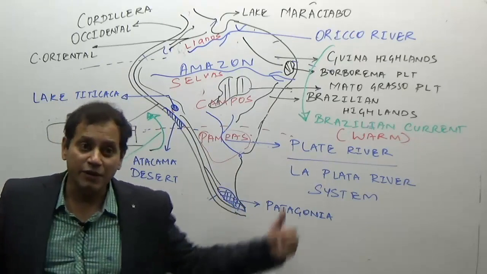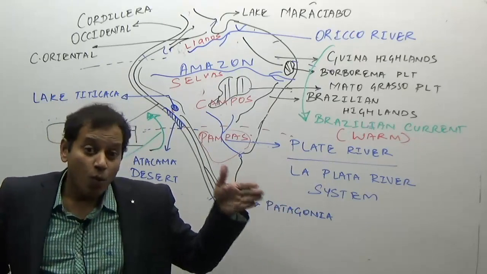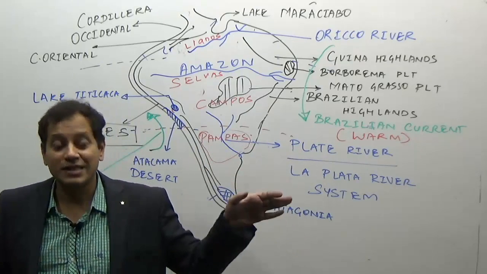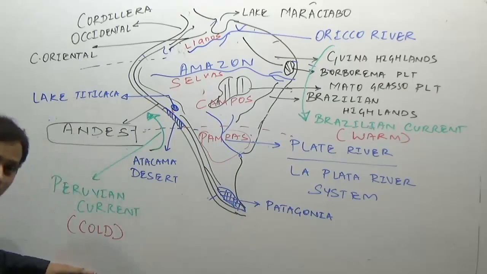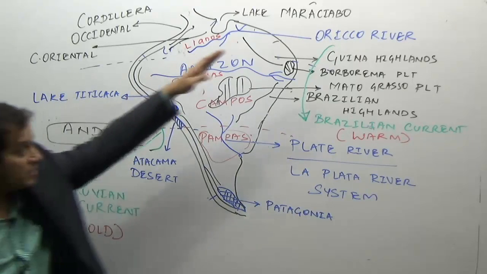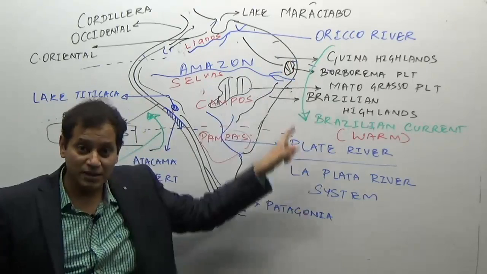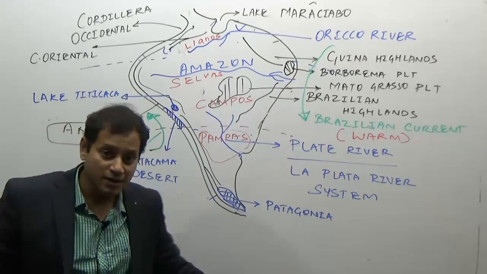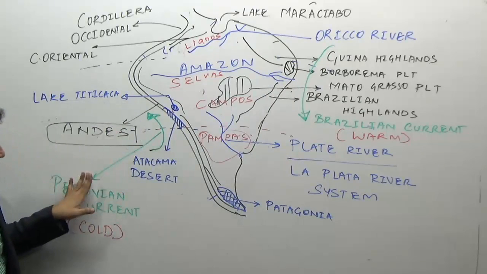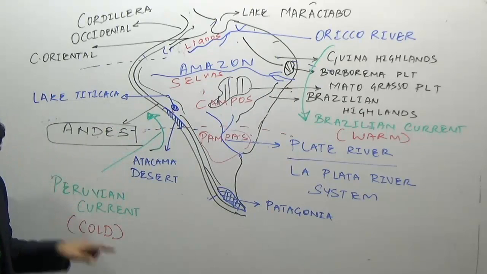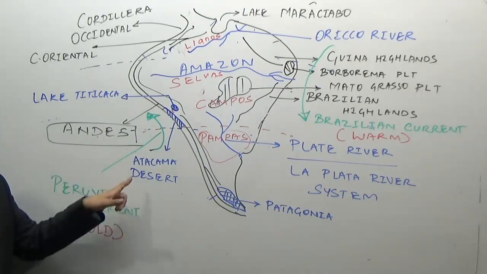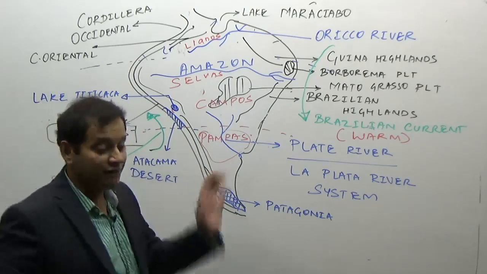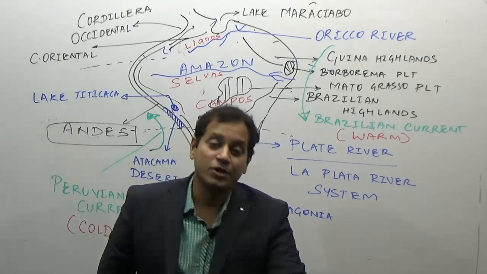When the ocean water flows like a river, it is known as a current. Because it is coming from the colder regions, it is a cold current. Because it is coming from the warmer regions, see the direction of the arrows, it is coming from the equatorial side. The Peruvian current is coming from the polar region, so it is a cold current. How does it affect? It has an effect which will be seen in the climatology part.